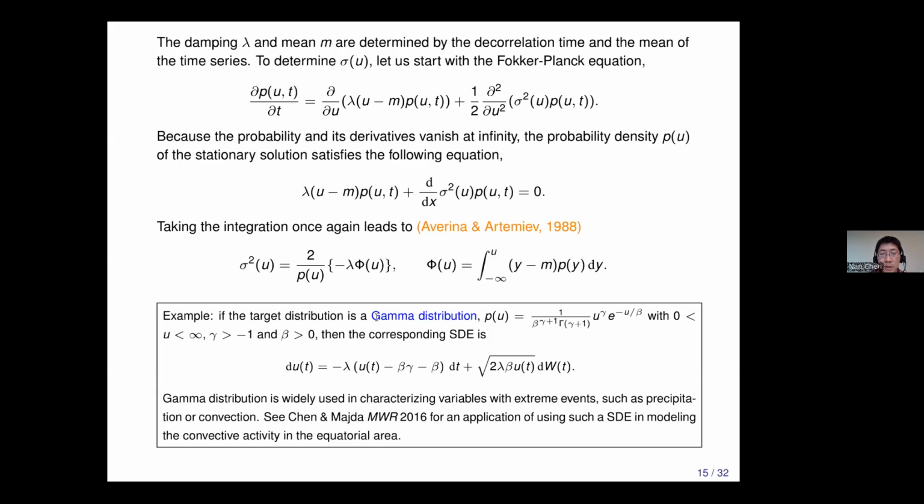One simple example is that in many cases, like in climate, we always like this gamma distribution, which means you have a skewed distribution with a really long tail. And if you prescribe this distribution of the u to be a gamma distribution, then you can derive this noise in a very nice way, and it looks very simple. So previously we did some work using this equation to model the convective activities for the clouds and for the Madden-Julian Oscillation. And if you're interested, you can look at this paper.